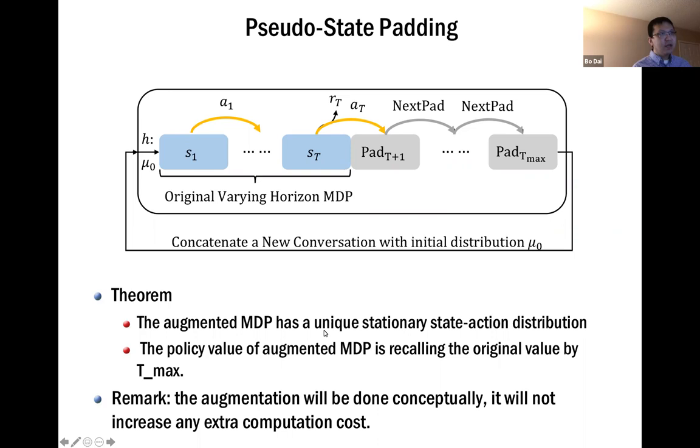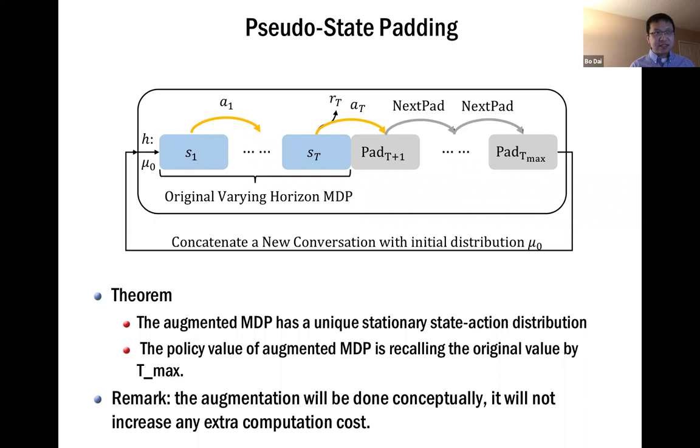And the second property of this padding scheme is that although the policy value from this augmented MDP is not exactly the same as the original MDP, it's actually proportional with respect to some scalar, and we can calculate the scalar exactly so that we can recover the original policy value from the policy value on this augmented MDP. So with these two properties, we can safely apply the DICE, at least theoretically, to this application.